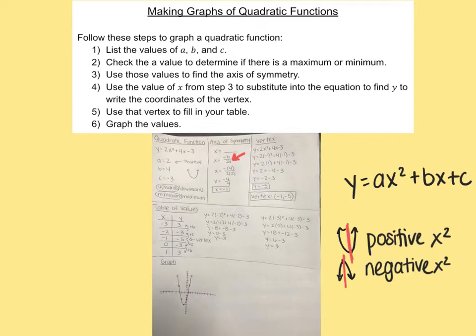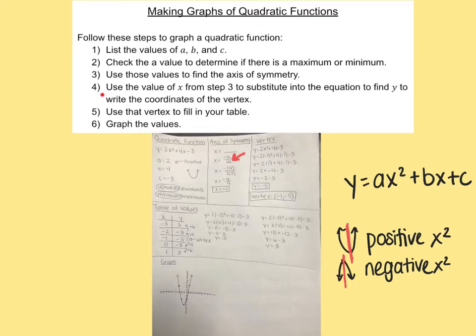So in this case, the b is 4, so we want negative b, or in other words, negative 4, divided by 2 times a, or 2 times 2, since our a is 2. So negative 4 divided by 2 times 2 is 4, so x is negative 1. That is the axis of symmetry.